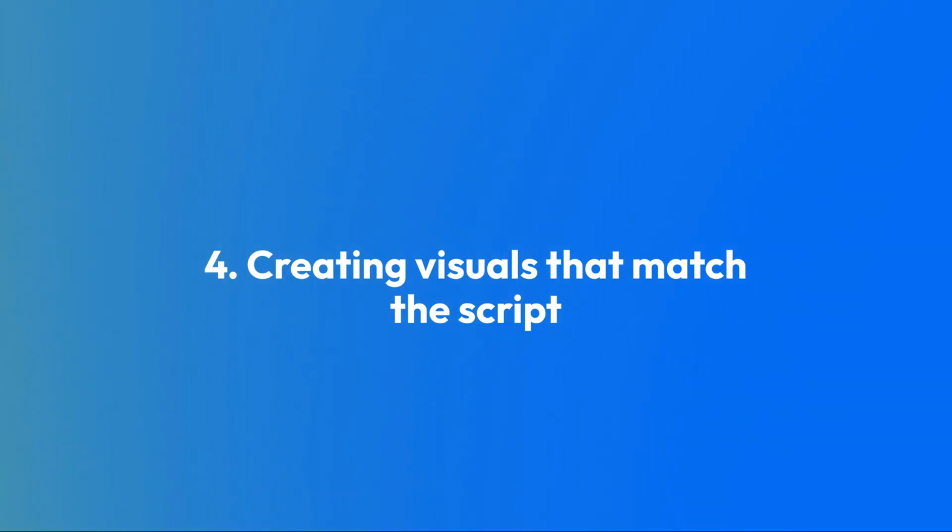Something to keep in mind here is that if you want to get the best video script possible, you should also provide as much detail as you can about your audience and the platform you're targeting. YouTube, TikTok, and Instagram all have different vibes, and the AI can help you optimize your script for the right platform. Step 4. Creating visuals that match the script.